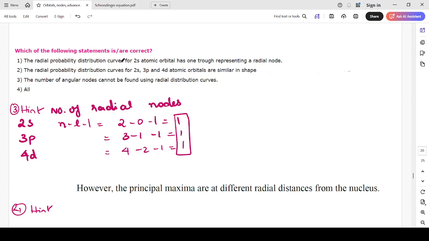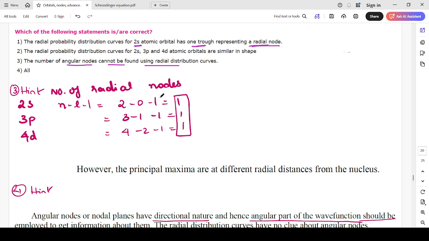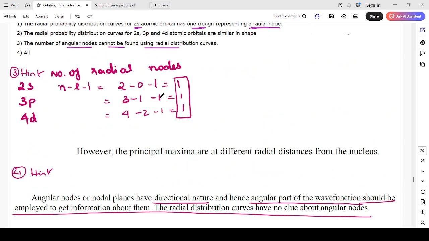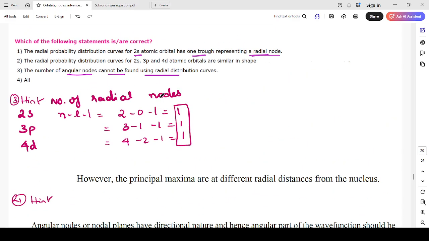The radial distribution curve for 2s atomic orbital has one trough representing a radial node. Is all three correct? The number of angular nodes cannot be found using the radial distribution curve. Is that correct? Yes, ma'am.